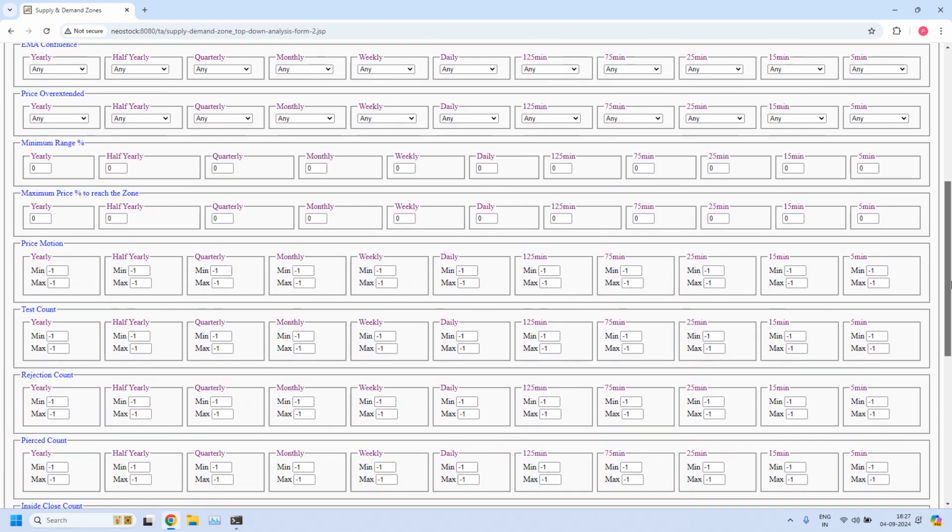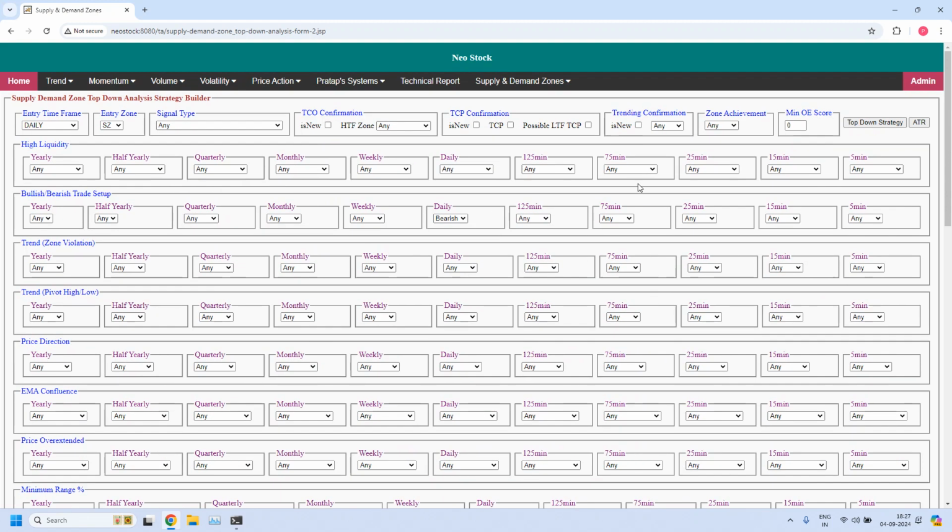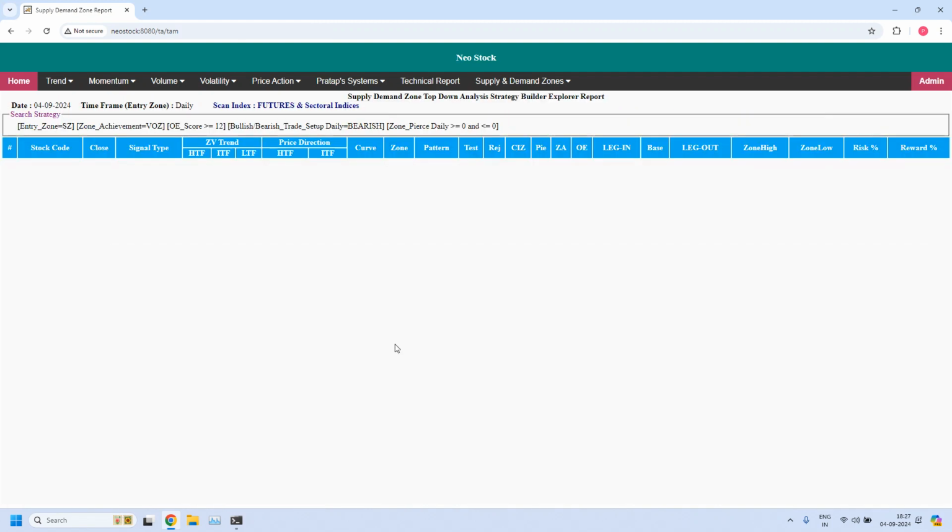So in the pierced count, in daily time frame, I am setting minimum value 0, maximum value 0. That means zone is not pierced. And zone achievement is violated opposing zone, minimum order enhancer score 12. All the three filters are applied to daily supply zone. Now let's verify. Currently, none of the stocks are supporting monthly income trade bearish trade setup.